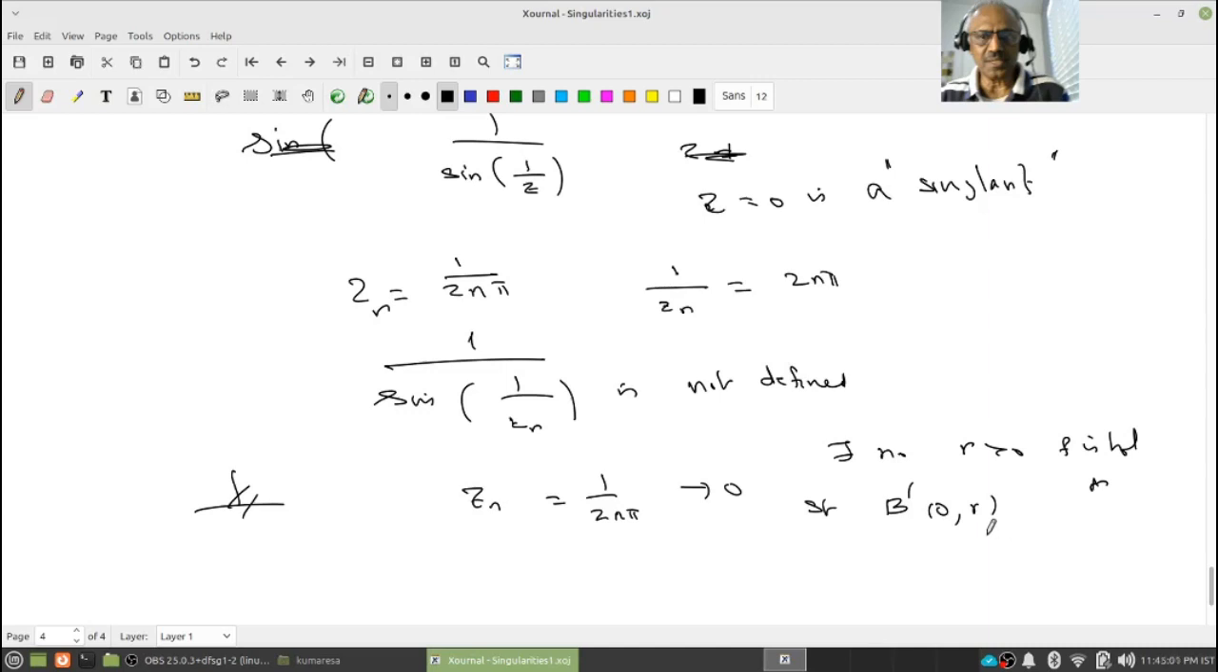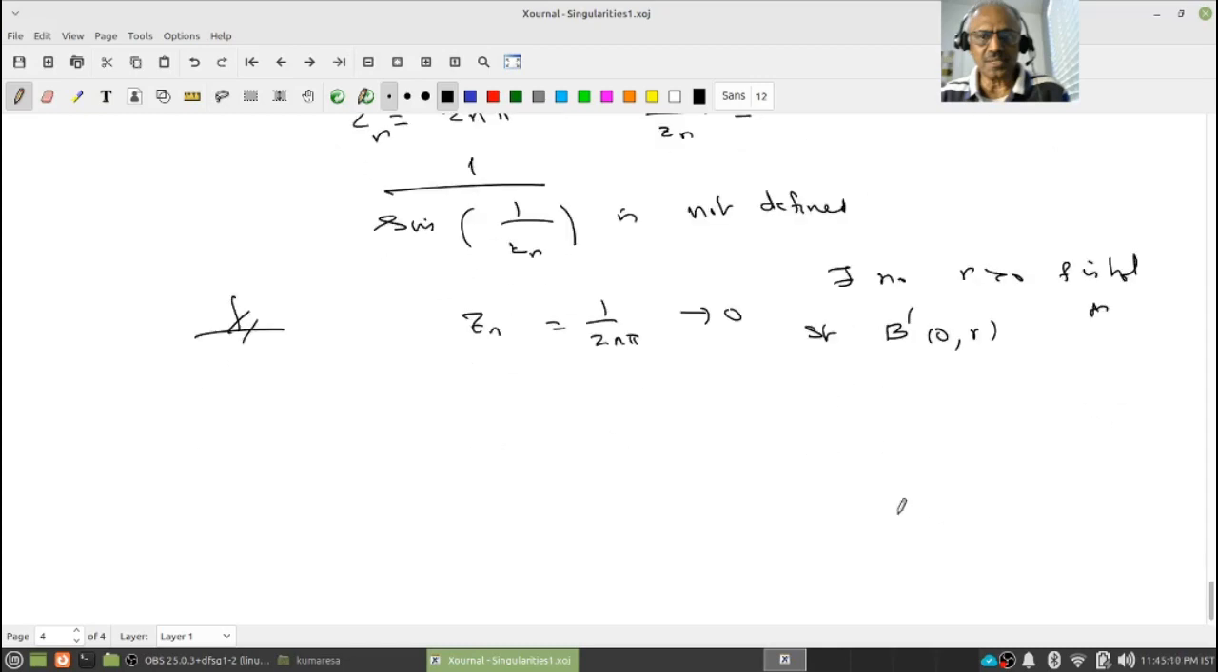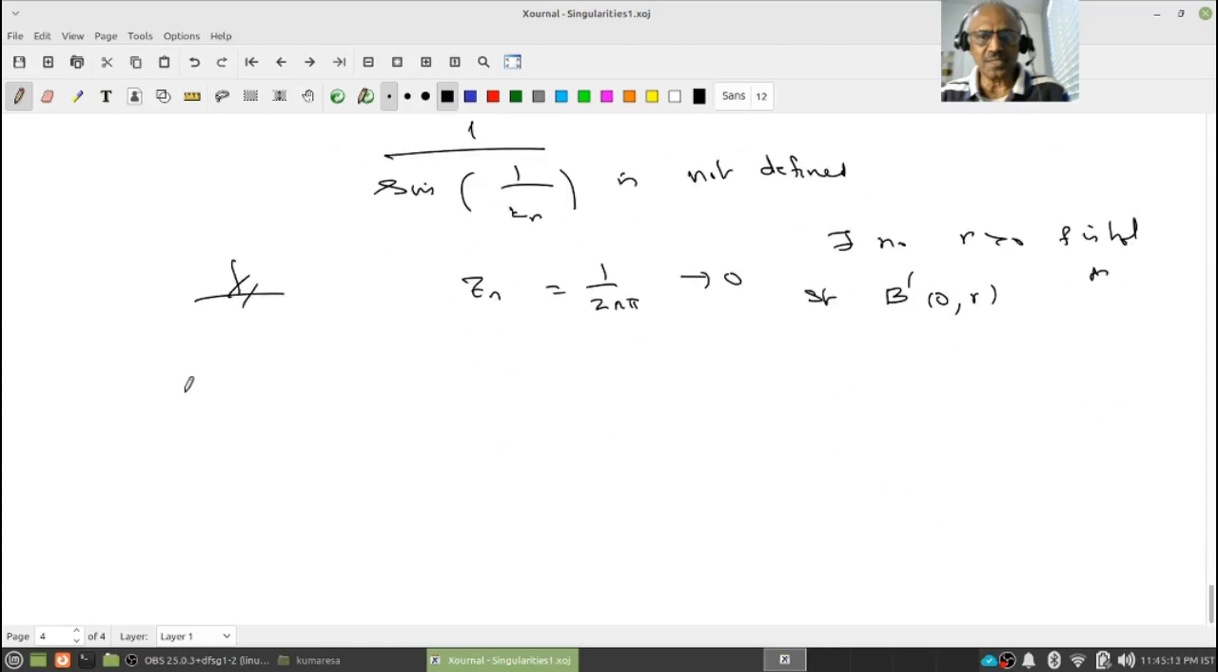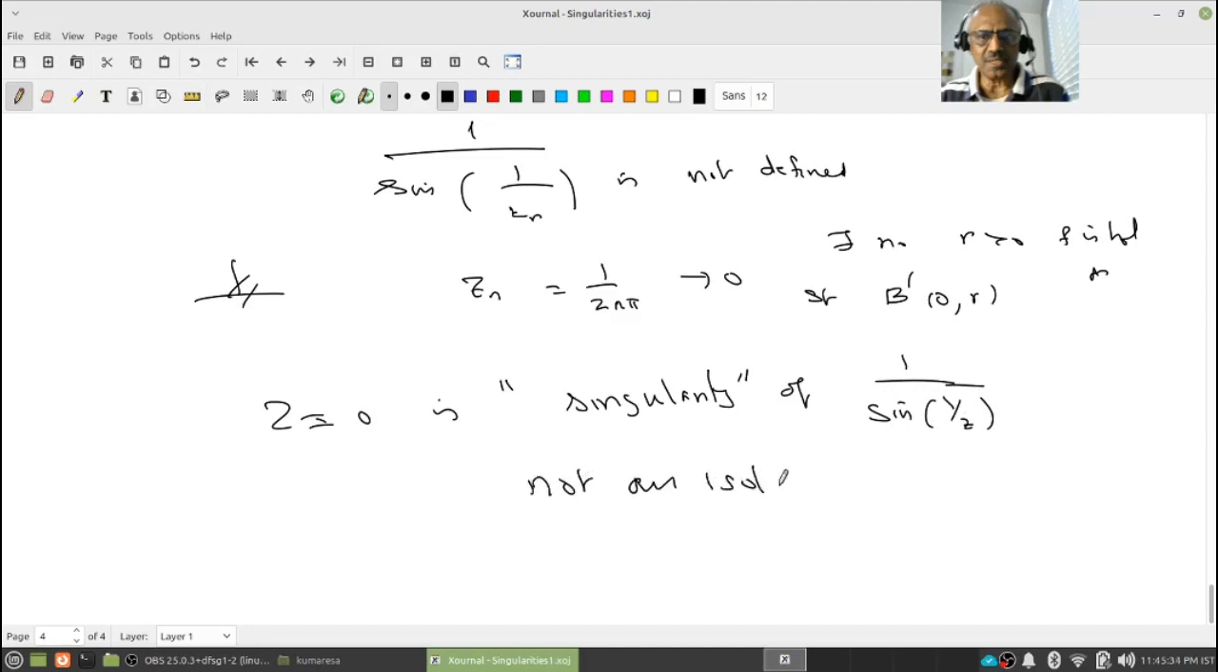Do you understand that? I hope I made my point clear, because I hope you are not confused. I am more worried about explaining, so I may forget to write 1 upon or something. So intuitively z equal to 0 is a singularity of sine 1 upon z, but it's not an isolated singularity. This is example number 1.